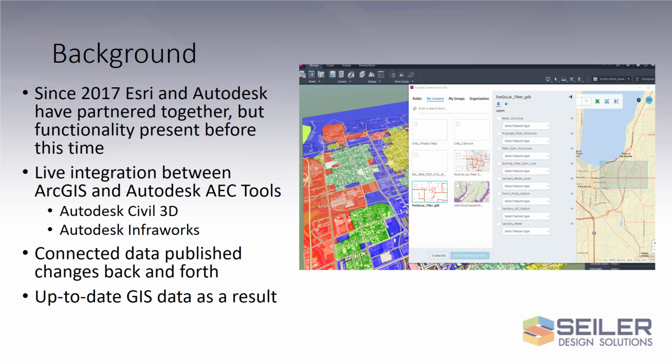Now, since 2017, ESRI and Autodesk have partnered together. Their functionality present before this time was there, but isn't as robust as it is today. There's now live integration between ArcGIS and Autodesk AEC tools, including Autodesk Civil 3D and Autodesk InfraWorks, as well as Map 3D. Connected data publish changes back and forth, and up-to-date GIS data as a result.